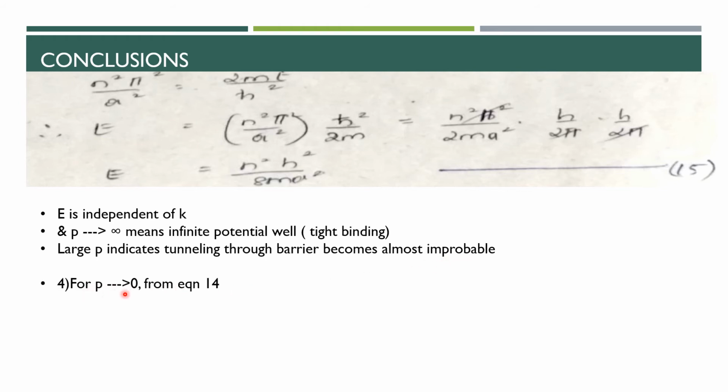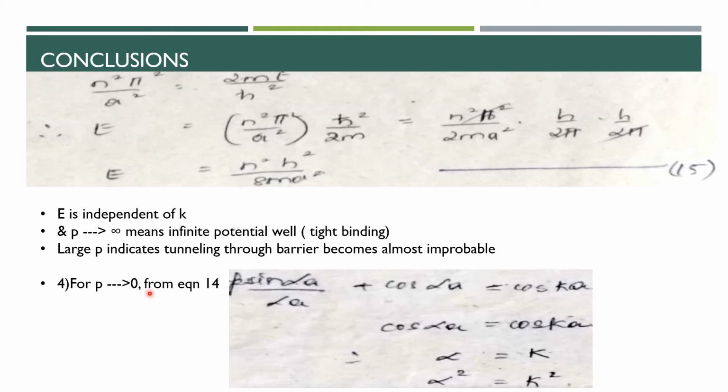Now for P tending to 0, from equation 14, P sin αa upon αa plus cos αa is equal to cos Ka. This is equation 14. So P tends to 0. So what it reduces to is cos αa is equal to cos Ka. So αa is equal to Ka and hence α is equal to k. You can square this so that α squared is equal to k squared.